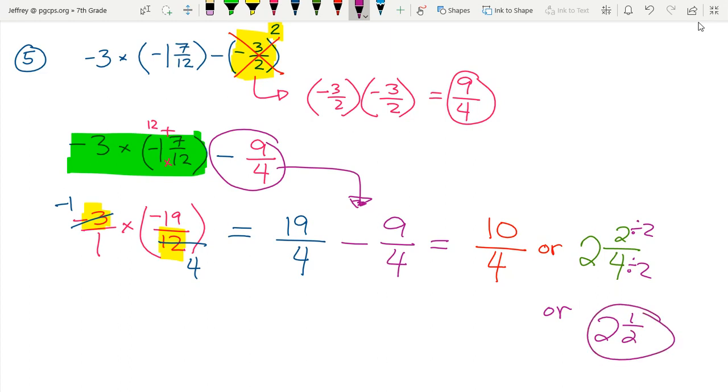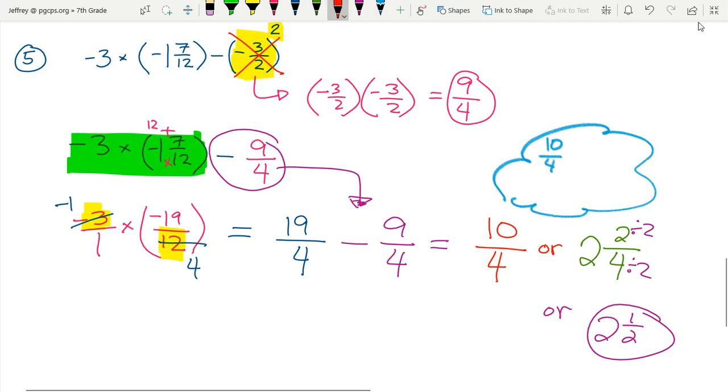Okay? Now, if you started to simplify 10 over 4, you could have. So you could have said, I'm going to do a bubble right here. You could have said 10 over 4, and you say, hey, I can divide this by 2, and that gives you 5 over 2. That's absolutely right too. And if you change this into a mixed number, it's 2 and 1/2.